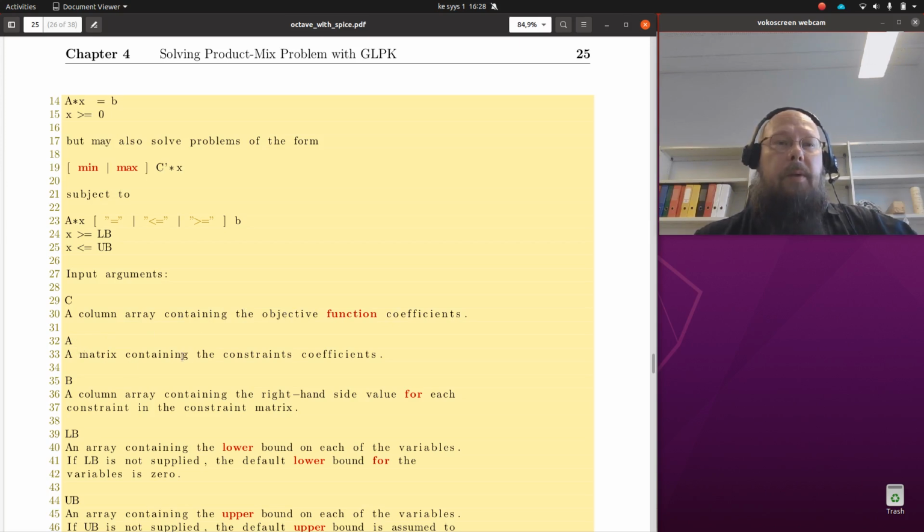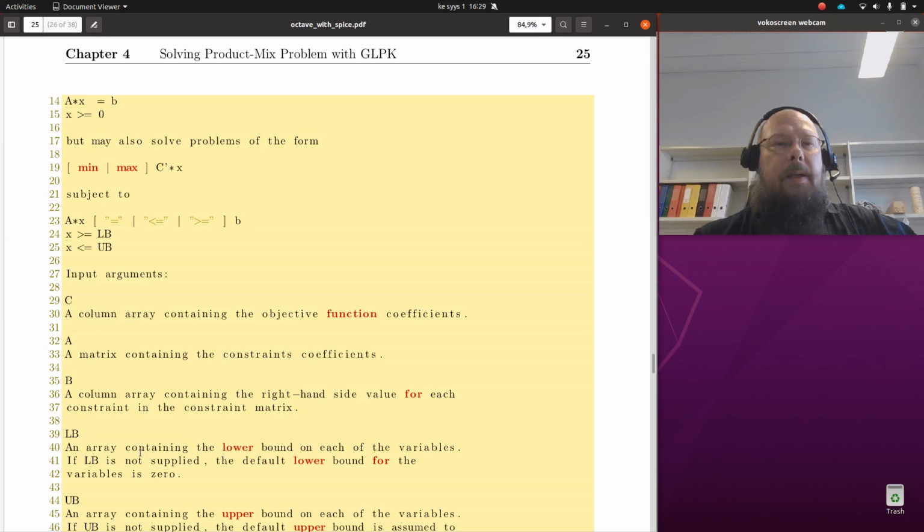A is the matrix containing constraint coefficients. This is what I call a technology matrix. Okay, that's also precisely as we had. B is the column array containing the right hand side values for each constraint. Yeah, these C, A, B are the way we want. Next there is an LB. LB is an array. I mean, for us an array is a vector. Array containing the lower bounds for each of the variables. Okay, so these we actually have, the sign constraints. They have to be bigger than or equal to 0.